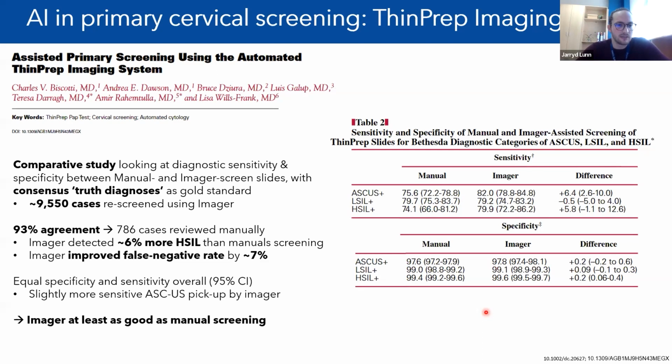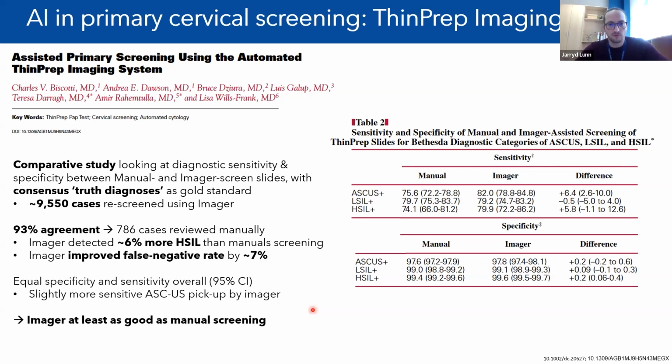And what they showed is that the images of the ThinPrep system actually detected about 6% more HSILs than manual screening and improved the false negative rate by approximately 7%. There was equal sensitivity and specificities overall, slightly more sensitive in ASCUS cases, as we can see here. But overall, they showed that the imager was at least as good as manual screening.